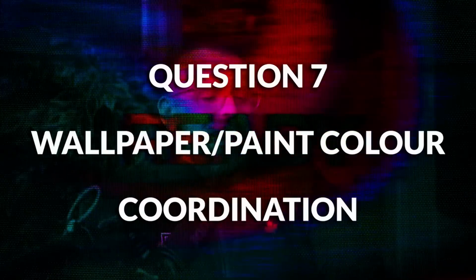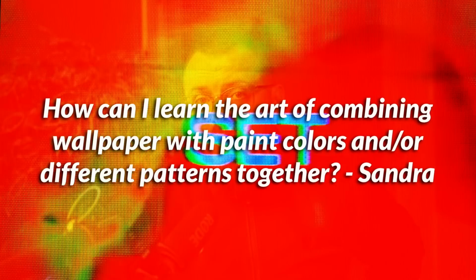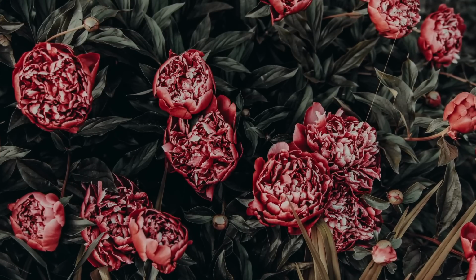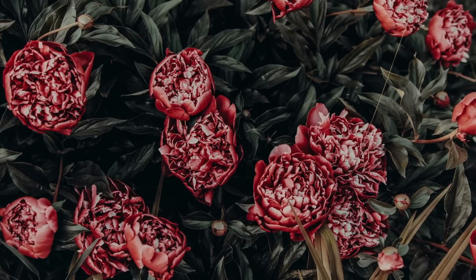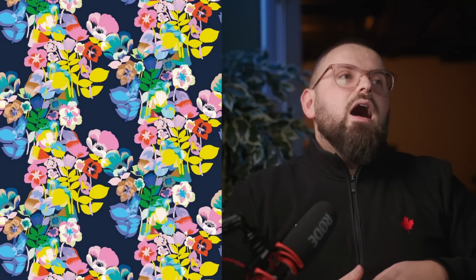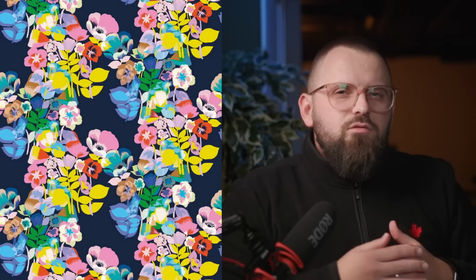All right, wallpaper paint color coordination. How can I learn the art of combining wallpaper with paint colors and or different patterns together? Sandra, thank you so much for your question. I like to simplify things whenever I can. I apply similar principles with wallpaper that I do with paint. I look at the wallpaper and I try to analyze what kind of colors are happening in there. And then I purposefully lean into either trying to coordinate with it and pick similar colors, or maybe complement and go a little bit opposite for something a little more dynamic, like an accent wall, for example.